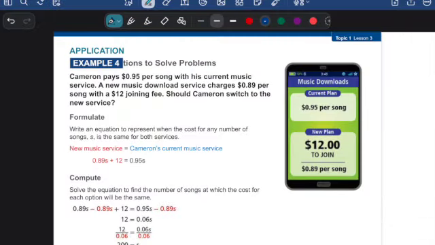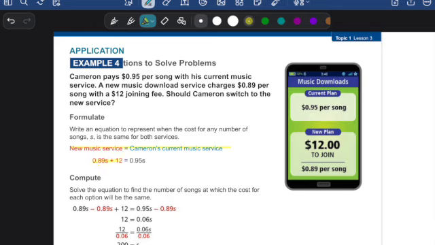Cameron pays 95 cents per song with his current music service. A new music download service charges 89 cents per song with a $12 joining fee. Should Cameron switch to the new service? So again, we're going to write our word sentence to represent this equation. So we want to see where the two plans are equal. That's our break-even point. So the new service equation, 89 cents per song plus the $12 fee.